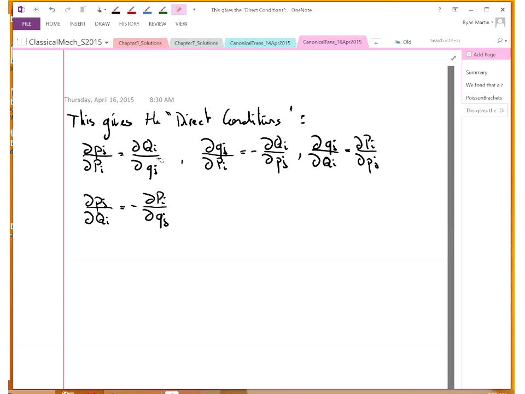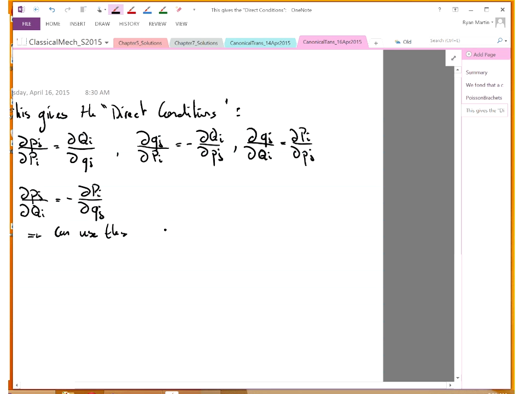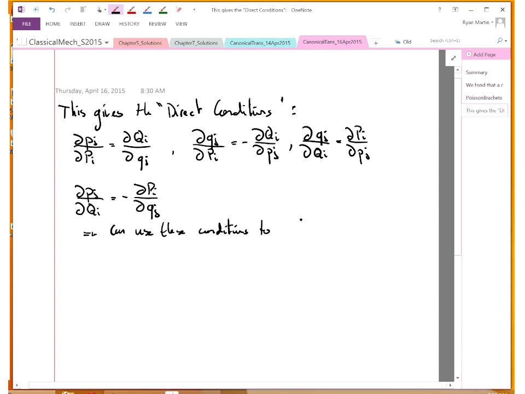Okay? So we assume that the transformation from the lowercase q's to the uppercase Q's and P's was canonical. Right, we put in the canonical equations. So you can turn this around and say that these are the conditions on the transformation for it to be canonical. If I gave you a transformation from lowercase q's to capital Q's and P's, you can do all these partial derivatives between all of the q's and all of the p's, and if they're all true, then the transformation is canonical.